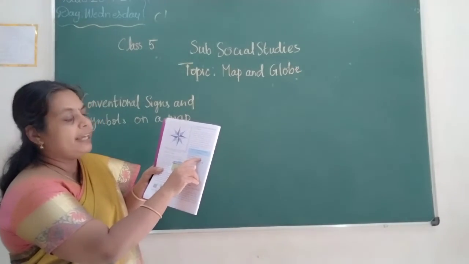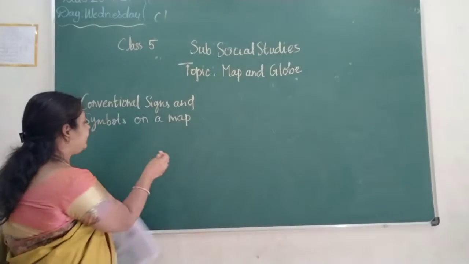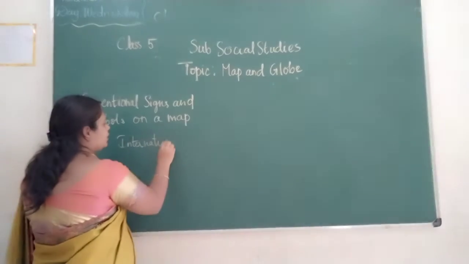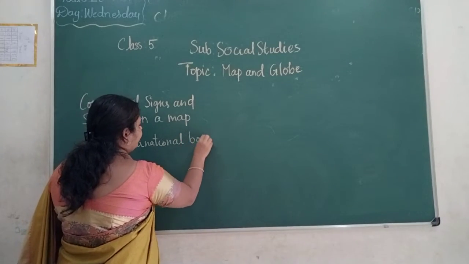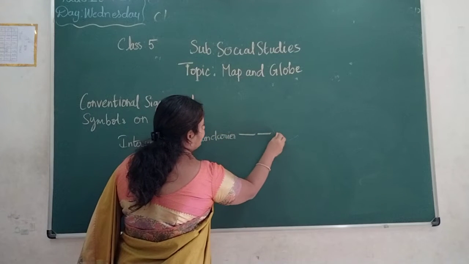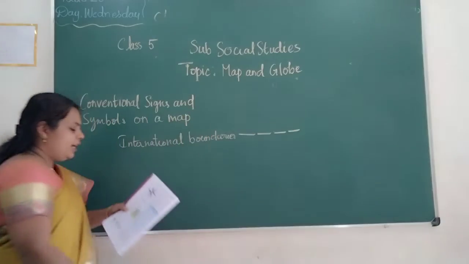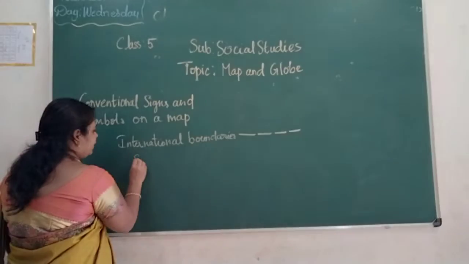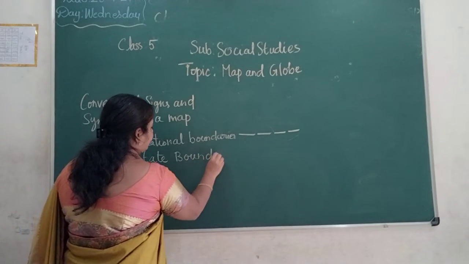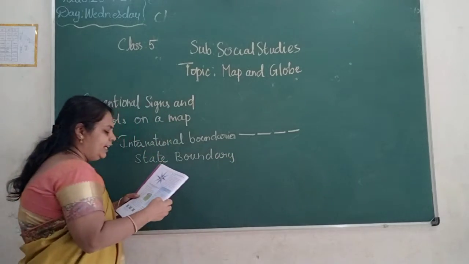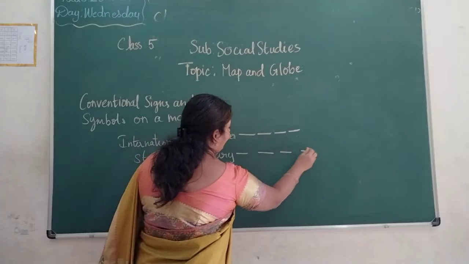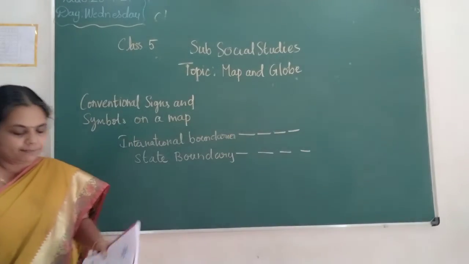So you can see hyphenated lines in red color. International boundary, children. International boundary is the border between two countries. So that one is shown in a hyphenated, slightly lengthened line, children. The next one is state boundary. Within states, children, India has so many states, no? So within the state the boundaries are shown with a green color and with gaps, children. See, more gap can be observed with the hyphenated lines.